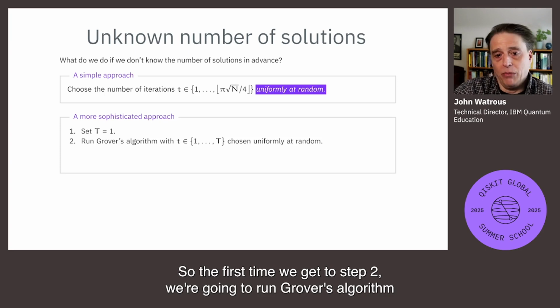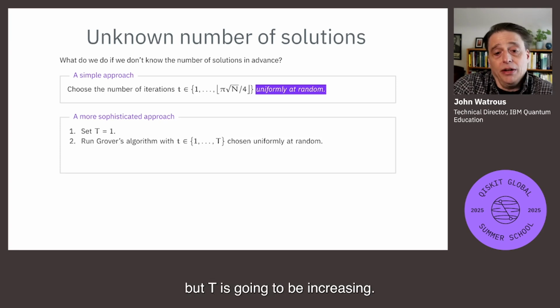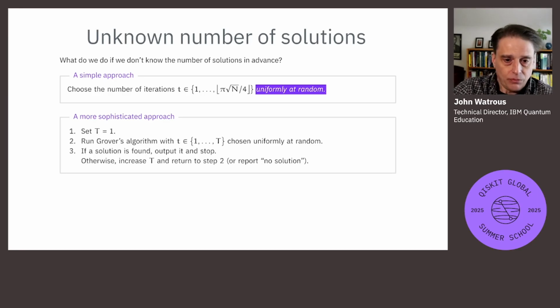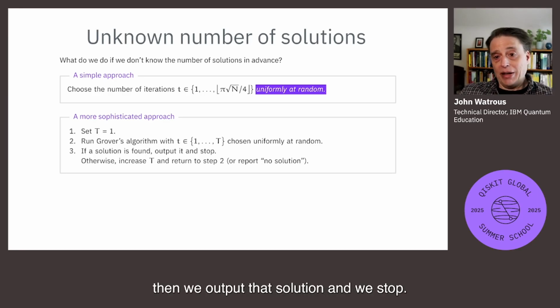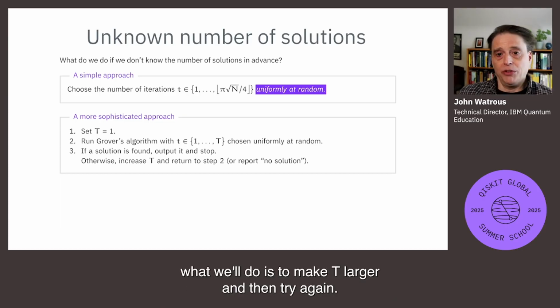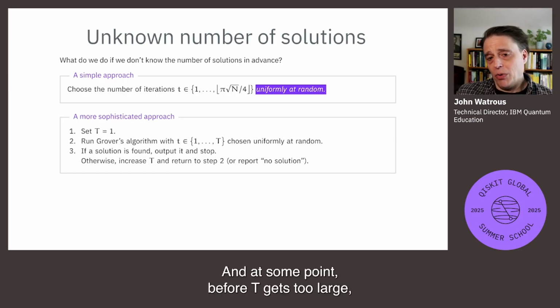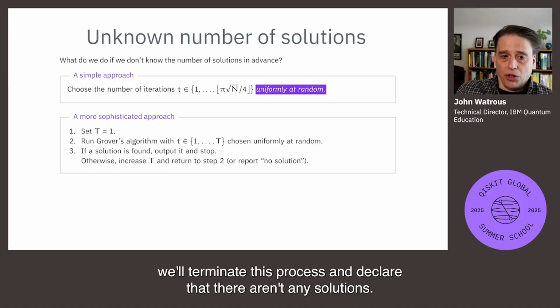So the first time we get to step 2, we're going to run Grover's algorithm for one iteration, but t is going to be increasing. If we find a solution, then we output that solution and we stop. And if we don't find a solution, what we'll do is to make t larger and then try again. And at some point before t gets too large, we'll terminate this process and declare that there aren't any solutions.